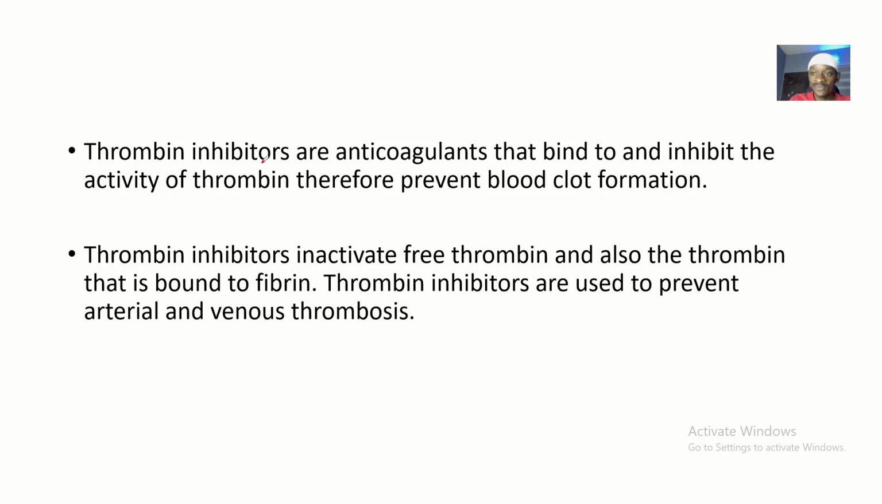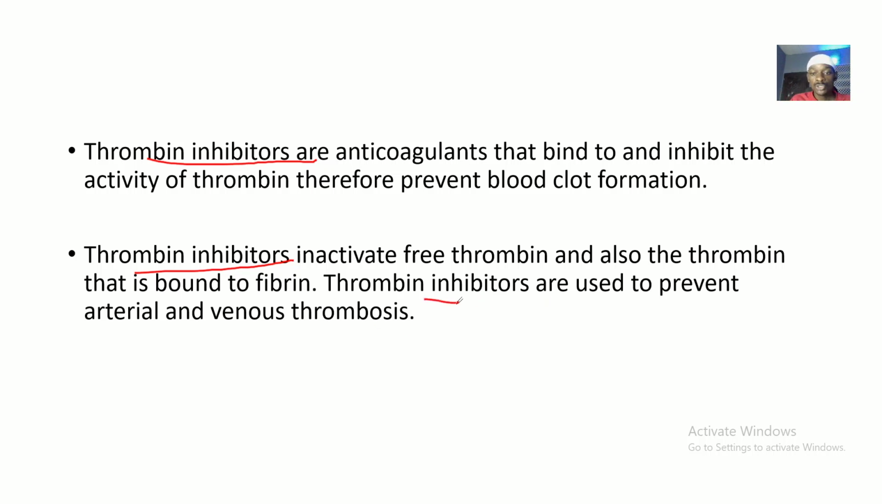So first of all, let's define it. Thrombin inhibitors are anticoagulants that bind to and inhibit the activity of thrombin, therefore preventing blood clot formation or blood coagulation. They inhibit free thrombin and also the thrombin that is bound to fibrin. Thrombin already bound to fibrin, they will inhibit, and the free thrombin in circulation, they will still inhibit.